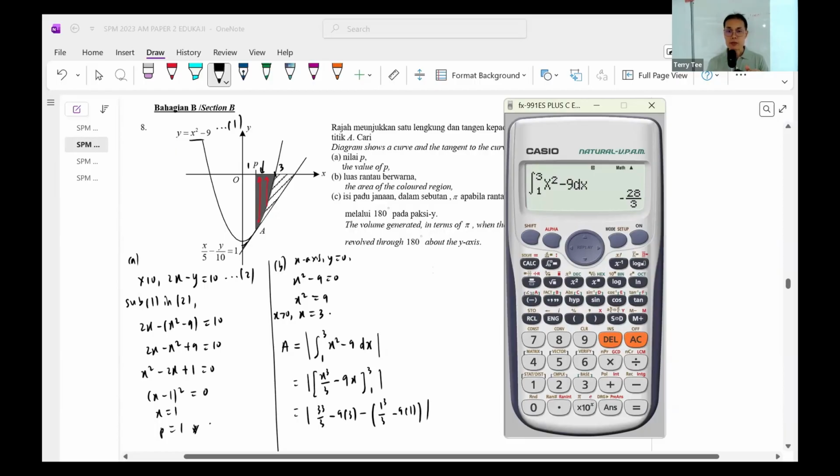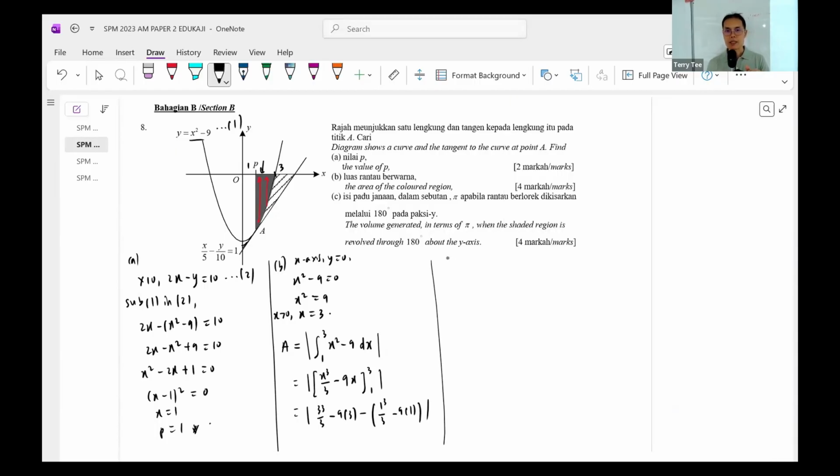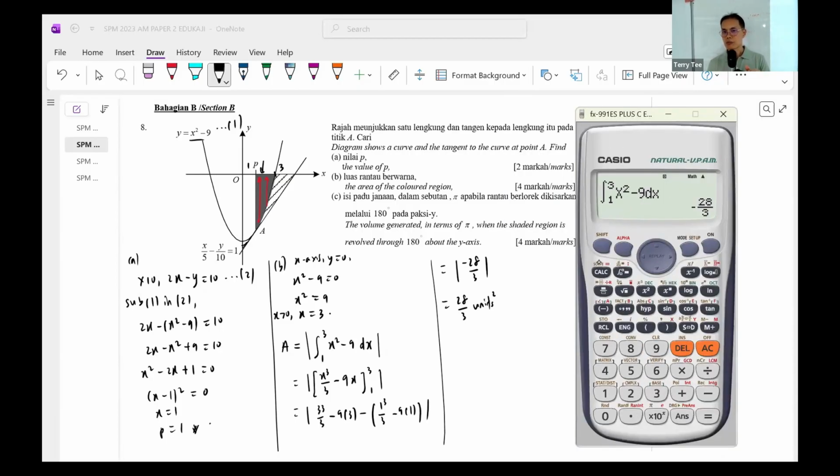The reason why you get negative is because it's below, right? But because I already have a modulus, we write this as 28 over 3 unit squared. You can leave it in this form, everyone. You can leave it as improper fraction or mixed number. But nowadays, they don't need you to change to mixed number. The older version calculator, usually they'll give in mixed number. So this one, you can just leave as improper fraction.